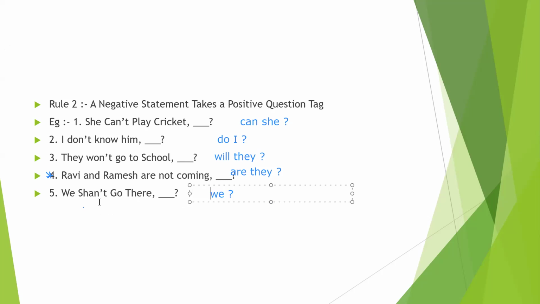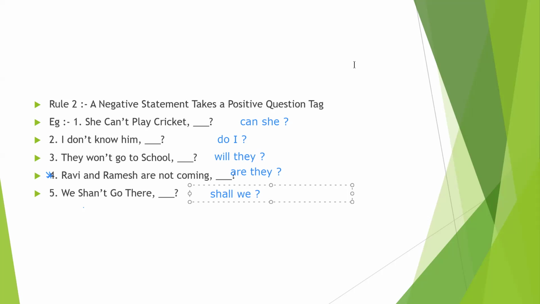Now let's see the helping verb. What is the helping verb? Here we have shall plus not, which equals shan't. So we write it as shall. Shall we? This is about rule 2.